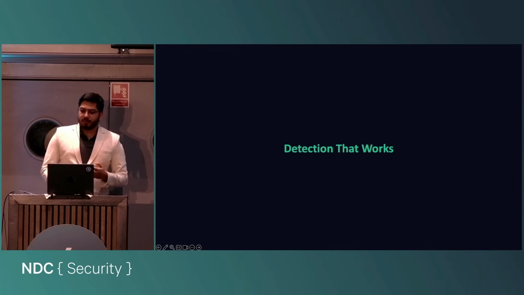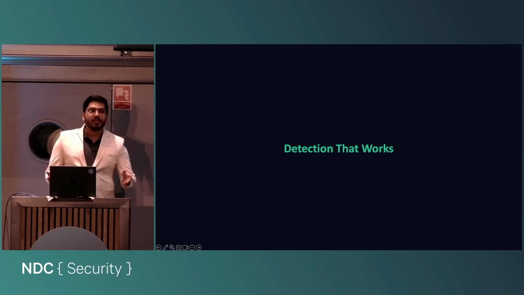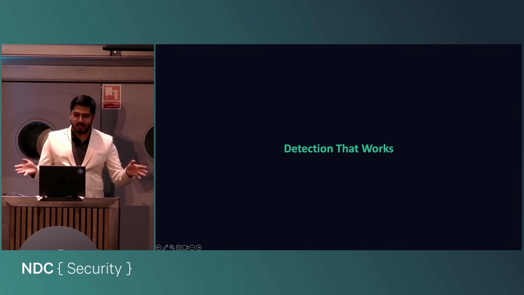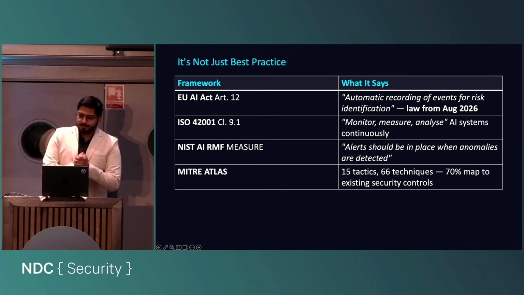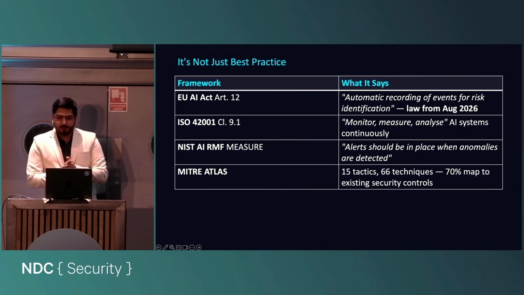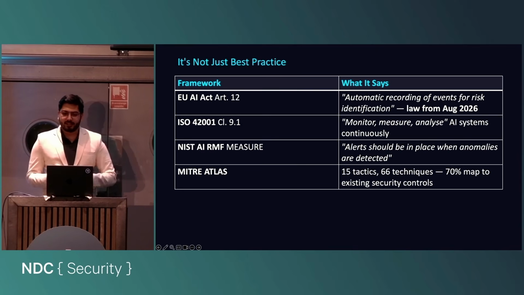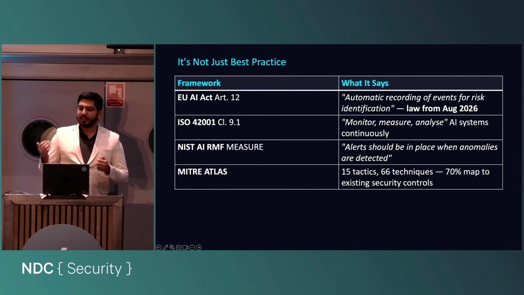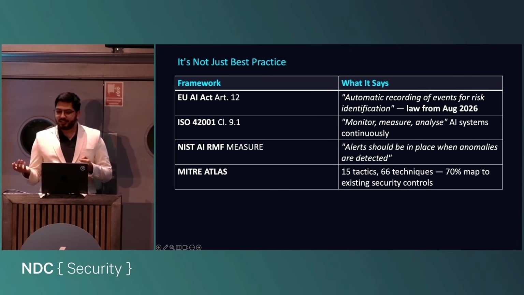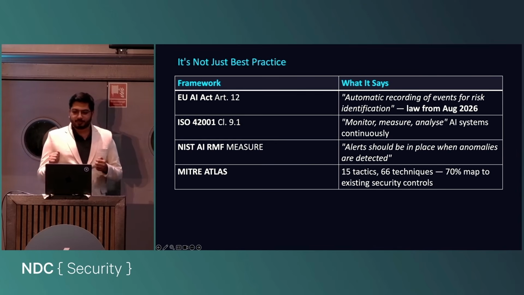Now, let's talk about why all of this detection matters beyond just security. That should be your primary concern, but even if not. Before I show you the detection rules, let's just see what it means beyond just catching the attackers. The EU AI Act Article 12 states automatic recording of events for risk identification. This becomes law in August of this year. That's 5 months from now.